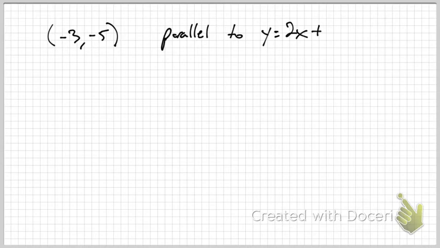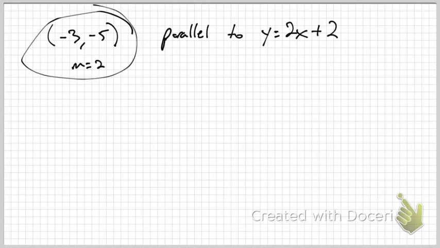Number 2, it gives me this point, and it needs to be parallel to this line. So if it's parallel to the line, Spencer, what does that mean? It's going to have the same slope. So I'm rocking a slope of 2 through that point. What's the best vessel to get a point and a slope into an equation? Okay, so y minus y1 equals m(x minus x1).